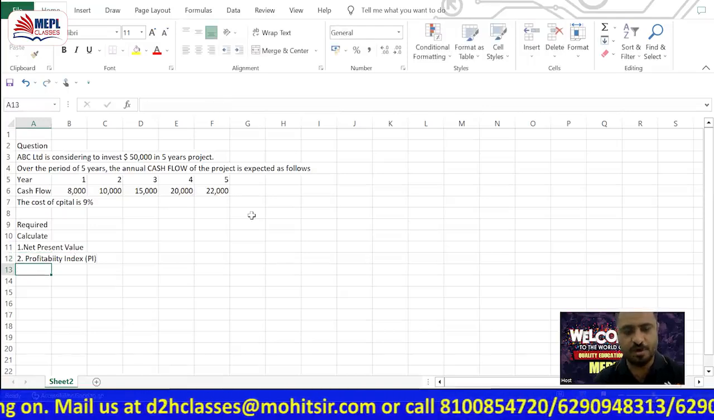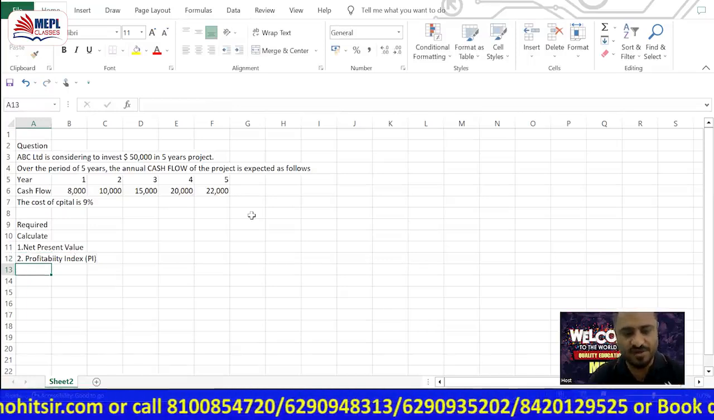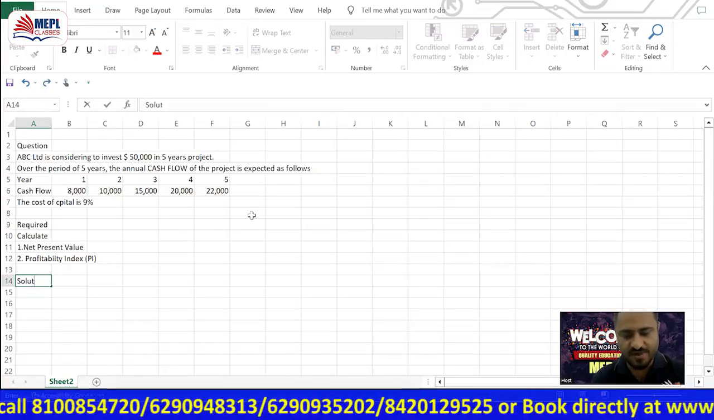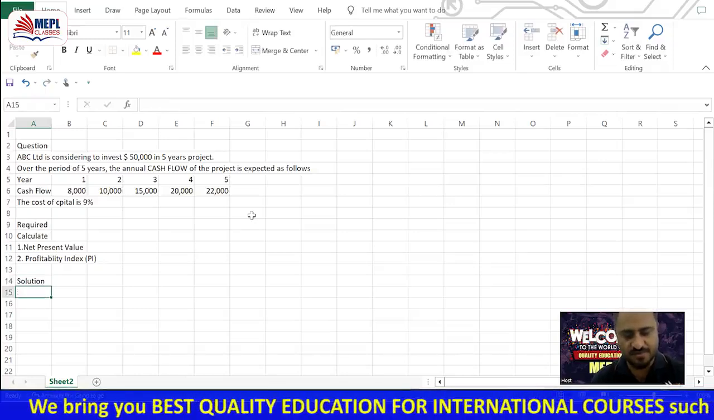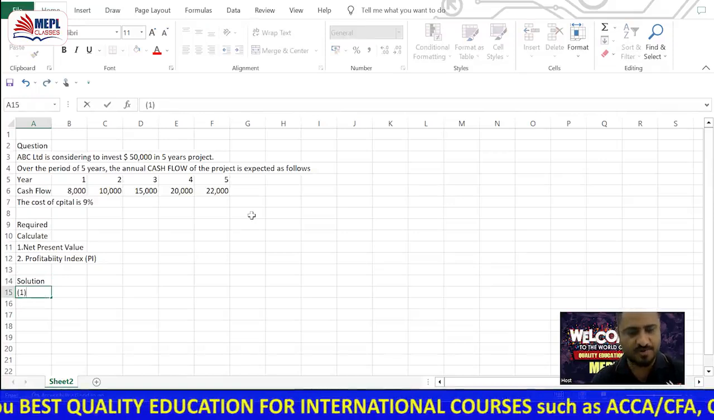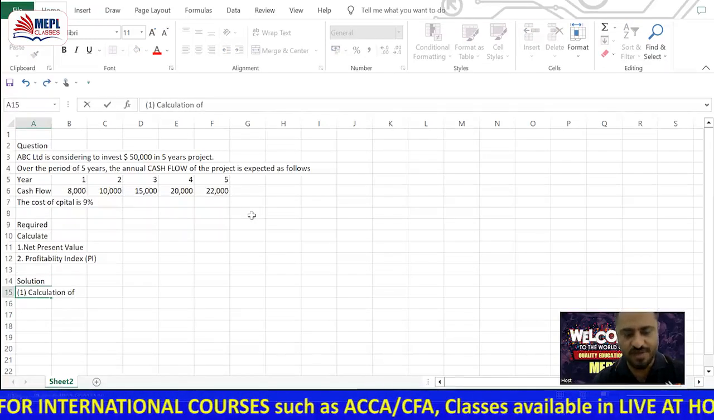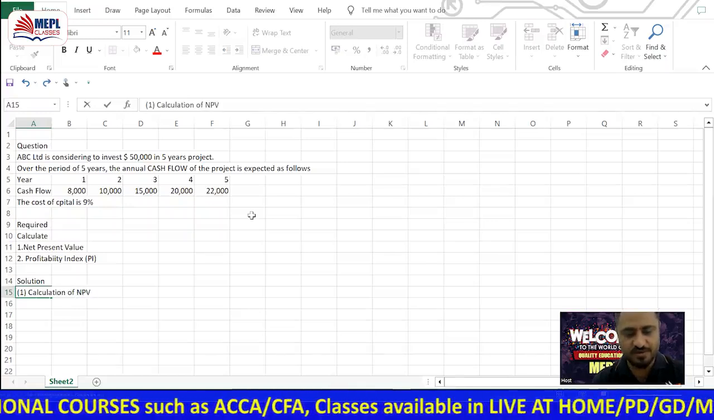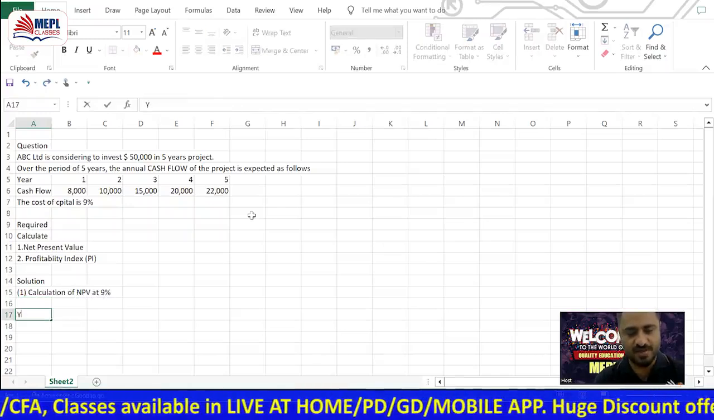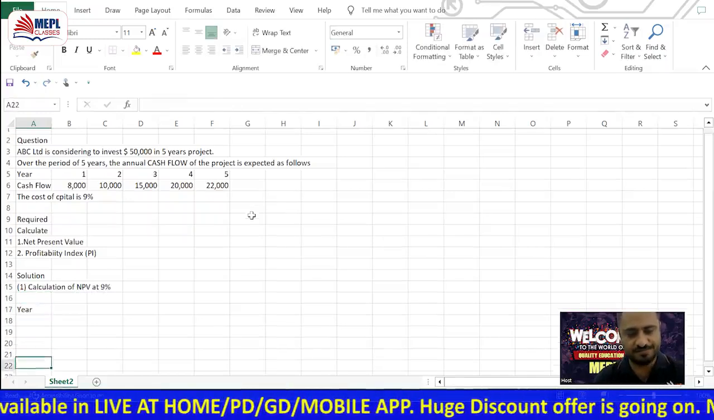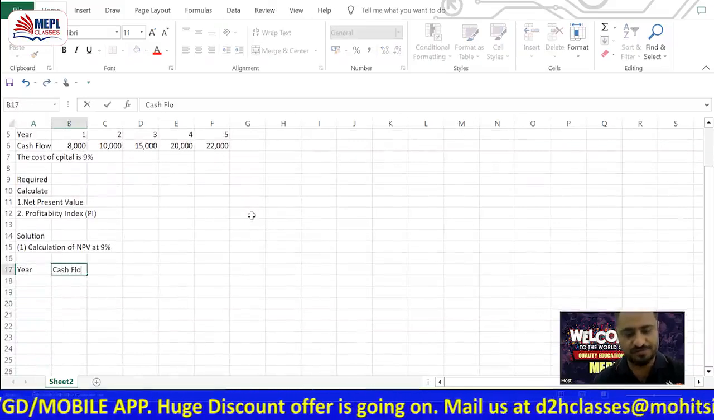I hope all of you will be much more comfortable with this concept. So how to solve this? Okay, so very easy. Let's try to calculate. So we will say the first part of our answer is calculation of net present value. Cost of capital is given, so we will mention it at 9%. So here we will list year. Here we will list cash flow.